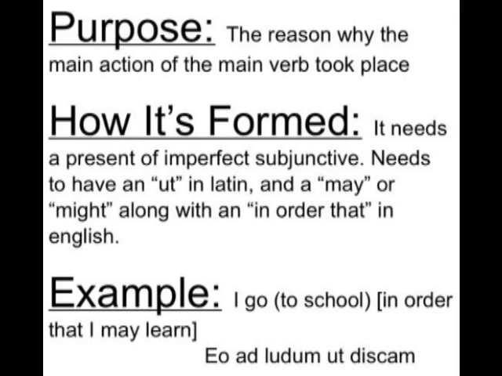The first clause is purpose clause. Purpose clause is the reason why the main action of the verb took place. How it's formed: it needs a present or imperfect subjunctive. It needs to have an ut in Latin and a may or might, along with an in order that in English.